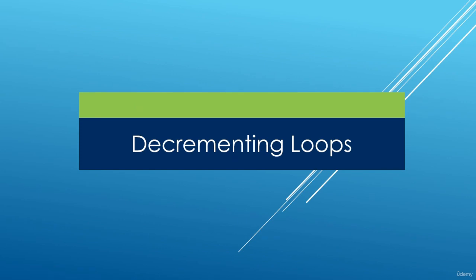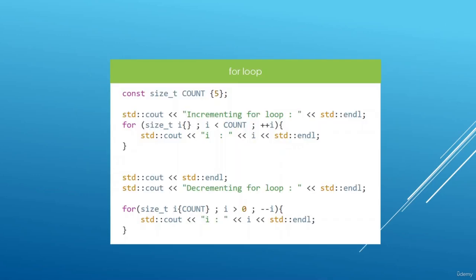In this lecture, we're going to see that we can set up our loops to go in the decrementing direction, if I may say it like that. Here on the top, we have a loop that is going to loop for 5 times. It's going to start from 0. It's going to go until I is no longer less than 5, and it's going to keep printing I. So here it's going to print from 0 all the way to 4, and that's going to be 5 times. This loop is going to loop 5 times.